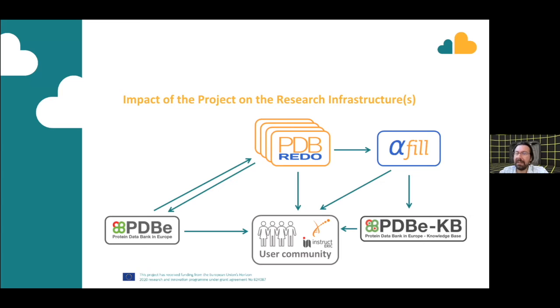And the databanks are part of a network of interactions in structural biology. For instance, we use PDB-REDO to annotate AlphaFold models from AlphaFold-DB, and this is done in a thing called AlphaFill, and this is directly connected to the user community, but this also goes through the PDB-E knowledge base. So there's all sorts of different networks within these research infrastructures that benefit from this project that we've done here.